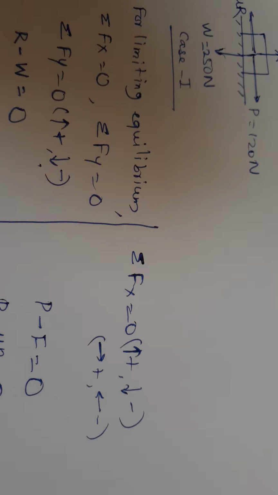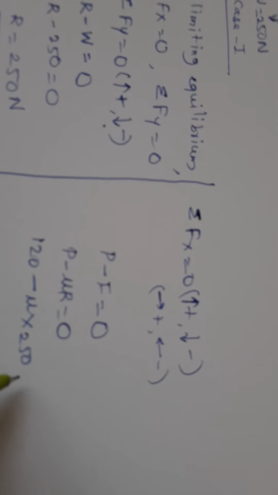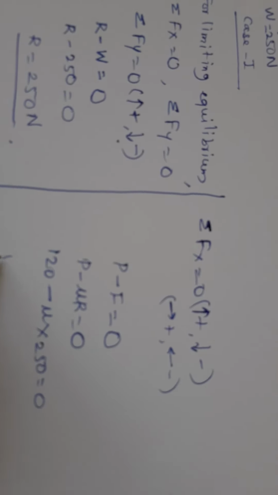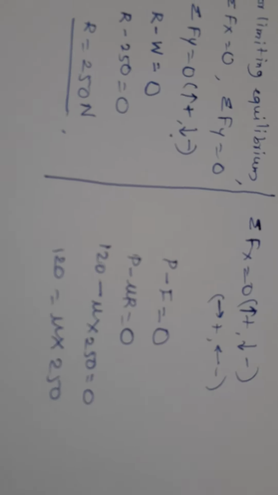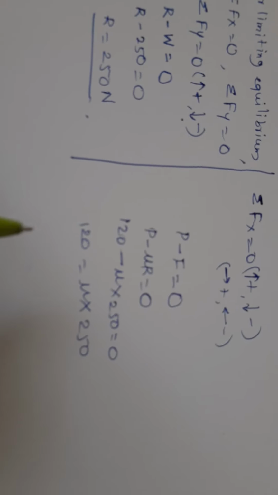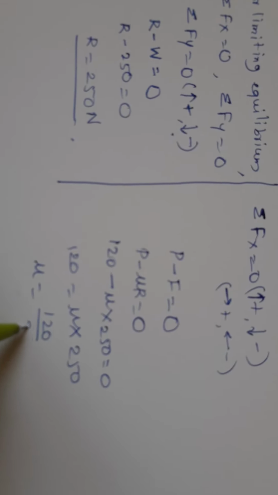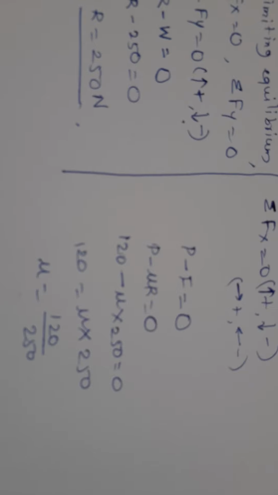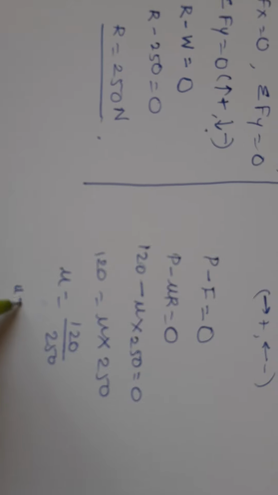P is given here as 120. So we put P as 120 and R as 250. We get 120 equal to mu into 250, or mu equal to 120 divided by 250. If we divide 120 by 250, we get mu as 0.48 by calculation.